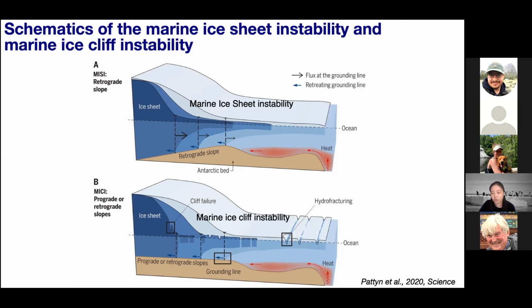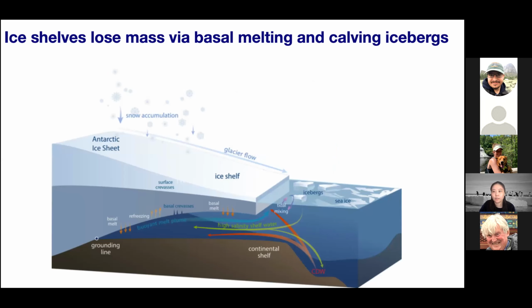The geometry change in ice shelves takes place mainly in two ways, either by carving icebergs from the ice shelf front or by basal melting from below. My study mainly focused on the processes related to basal melting.